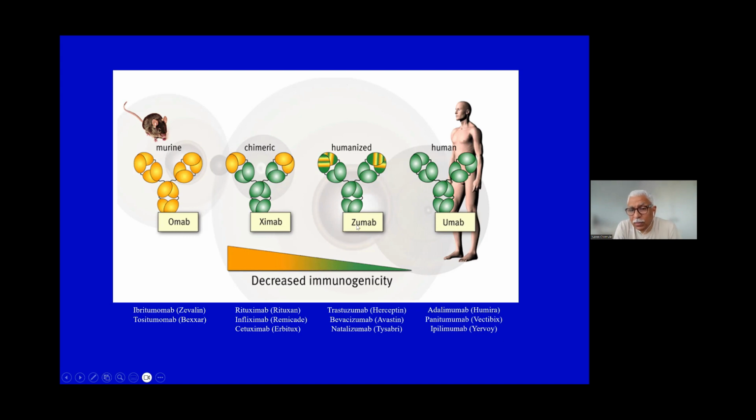ZUMAB is sort of similar to XIMAB. The difference is, instead of taking the entire domain, you only take the CDR sequences. Only those sequences are taken, and that's called ZUMAB. And UMAB are fully human antibodies. They have no mouse component, right? So that's sort of the definition of these.